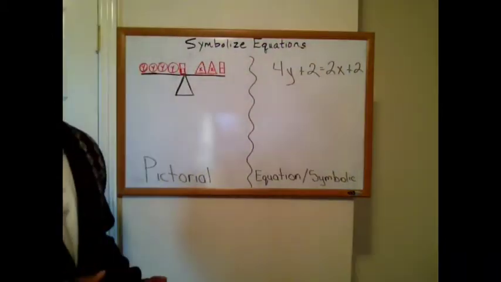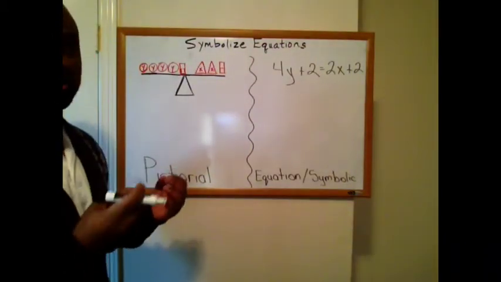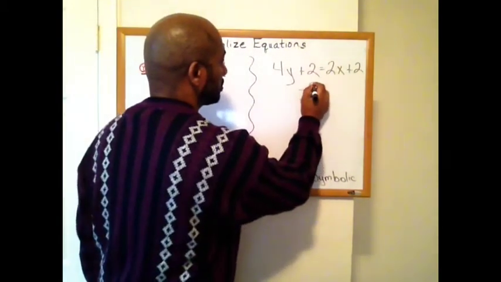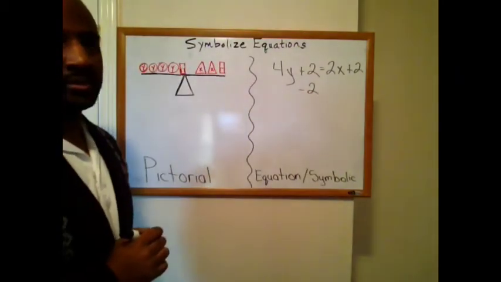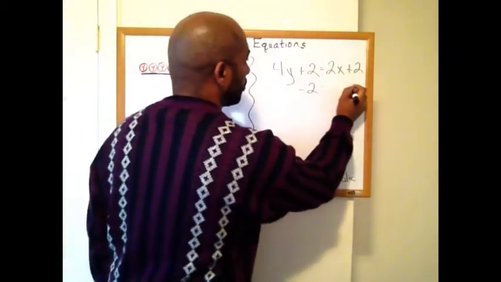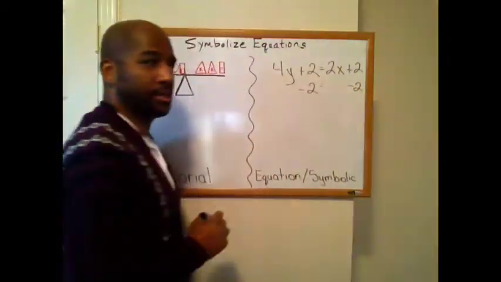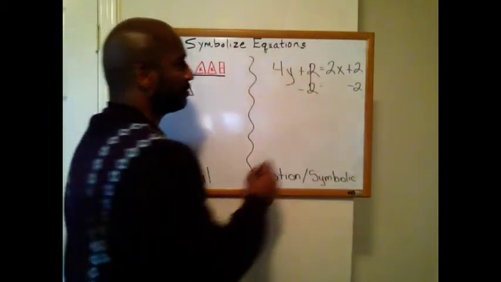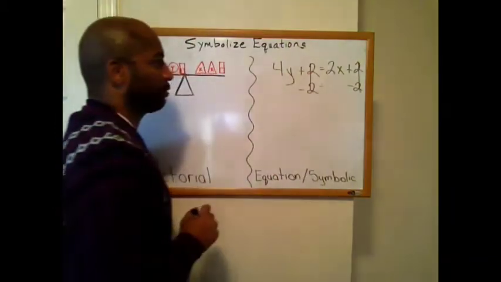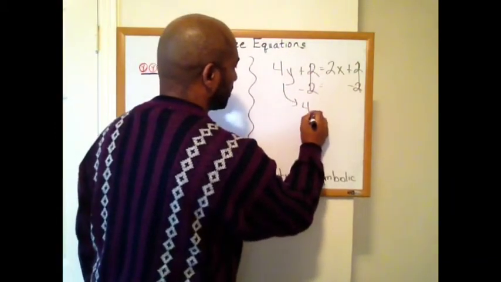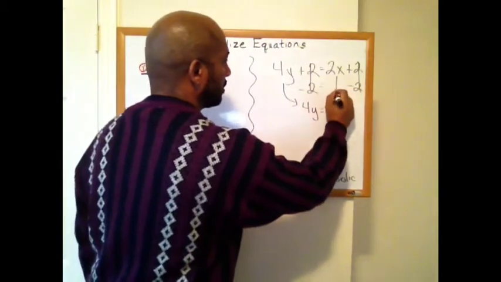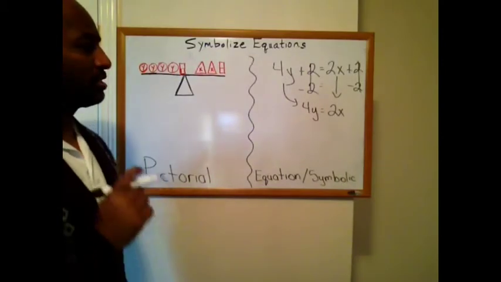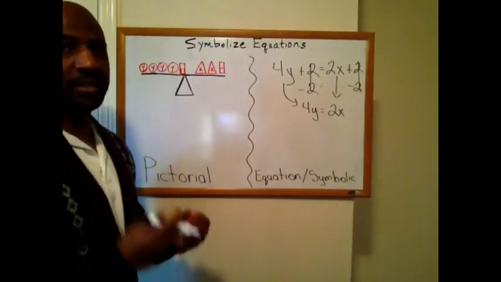Once again, we want to solve our equation for y, or we want to get the y by itself. In order to do that, we have to take away 2 from here. Whatever we do to one side, we must do to the other. Positive 2 minus 2 eliminates, or zero pairs, which brings us to 4y equals 2x.